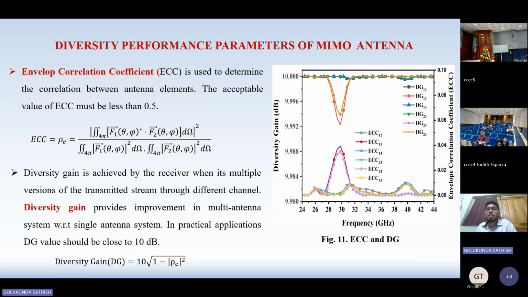Diversity performance parameters of a MIMO antenna. The envelope correlation coefficient determines the correlation between antenna elements. The acceptable value of ECC must be less than 0.5. The diversity gain is achieved by receiving multiple versions of the transmitted stream through different channels. Diversity gain provides improvement in a multi-antenna system with respect to a single antenna system. In practical applications, the DG value should be close to 10 dB, as we can observe in figure 11.